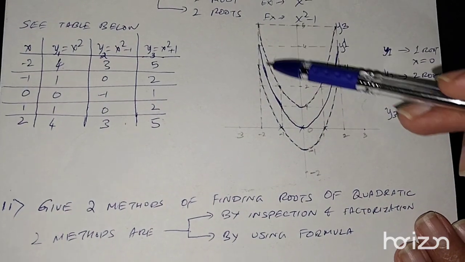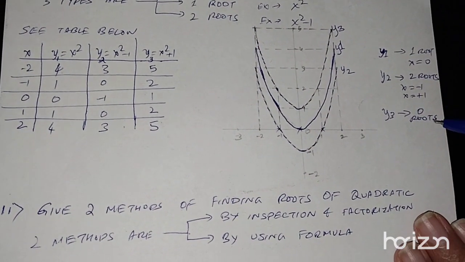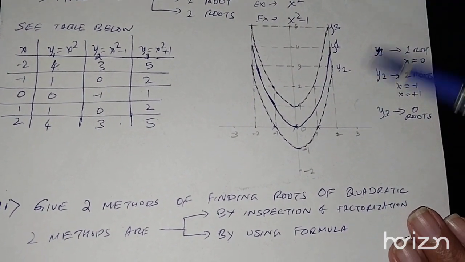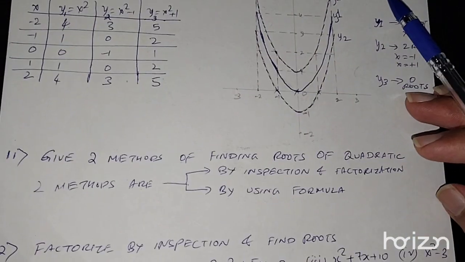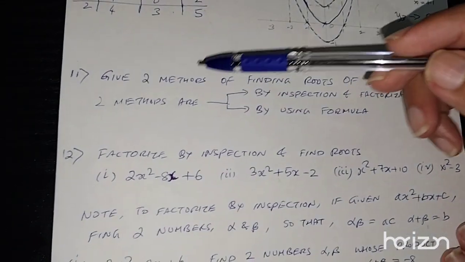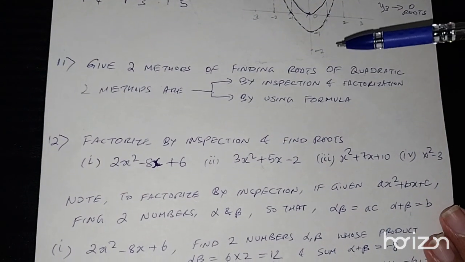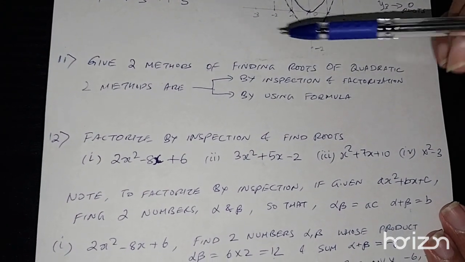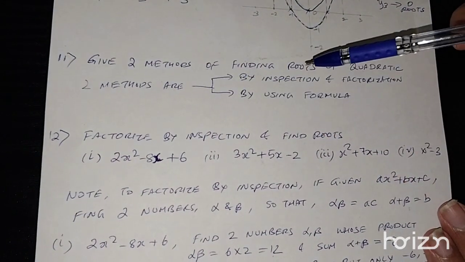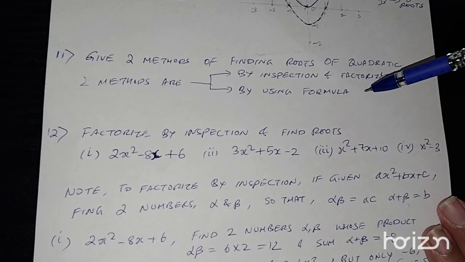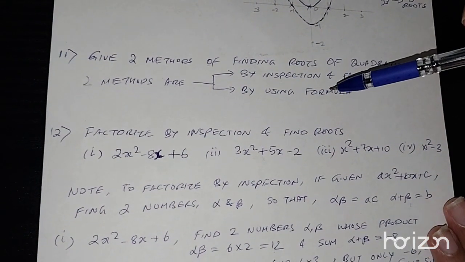So this polynomial has no roots at all. It has 0 roots. Okay, so these are the three types of quadratic polynomials. Okay, next question. Give two methods of finding roots of a quadratic polynomial or a quadratic equation. The two methods are, one is by inspection and factorization, and one is by using the formula.